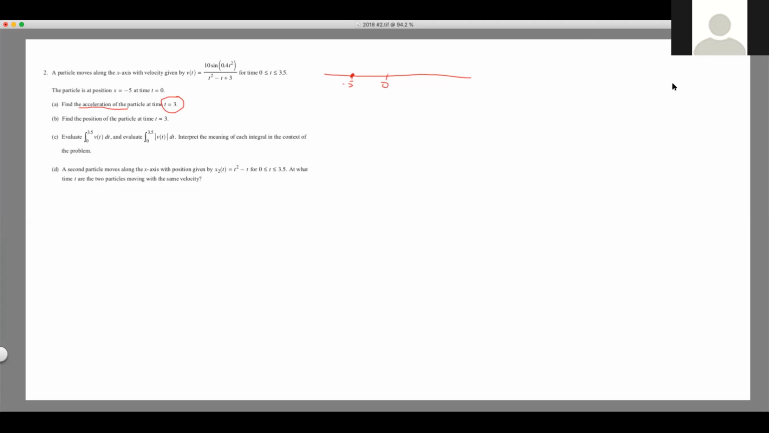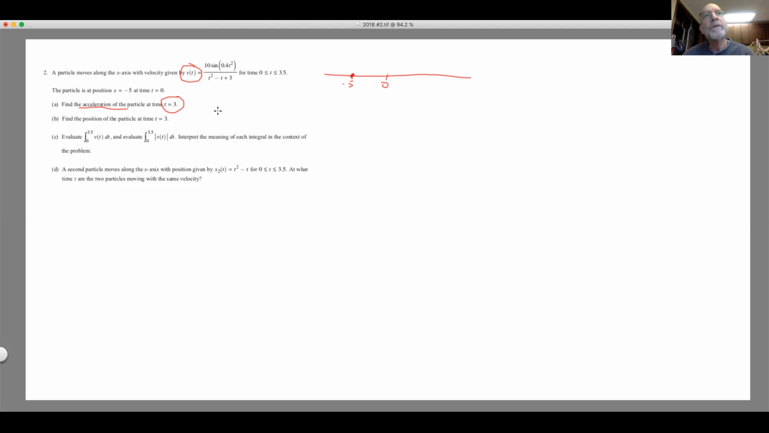Could we just plug the 3 in? Into the function? Yeah. Okay, what does this function compute for you? Oh, never mind. That's velocity. I didn't see that part. So what do you think we should do? Take the derivative of it.